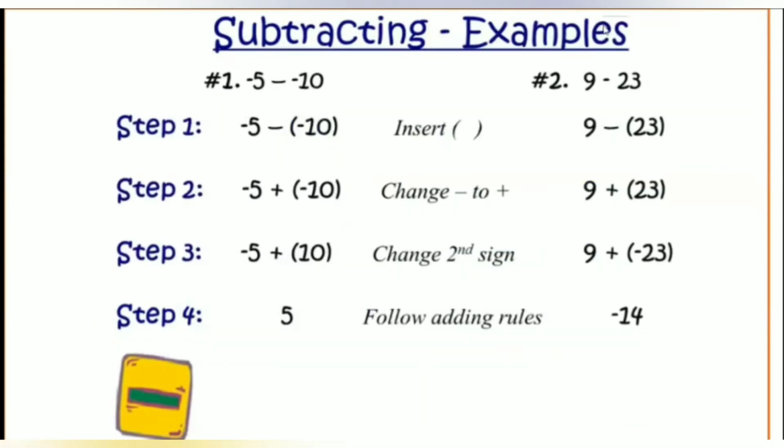Okay. So let's solve it step by step. Step 1. Keep the first number. Okay, so negative 5 minus negative 10. Keep the first number. That's negative 5. Here. Change subtraction to addition. Subtracting means adding the opposite. So change this minus to plus.